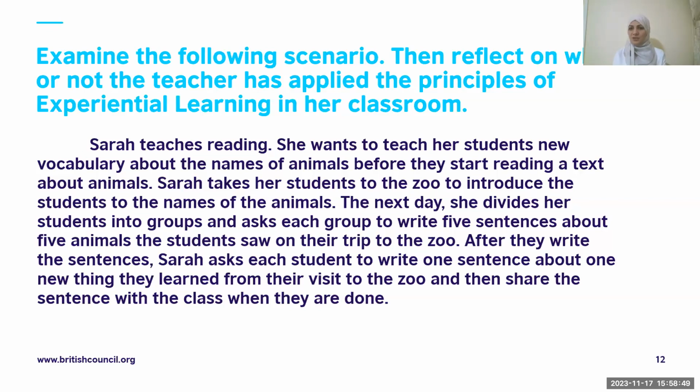What is Sarah trying to do here? How does this apply? Excellent. Thank you very much. They can now see and feel, very, very interesting discussion going on in the chat. They can now see and feel and have a connection to animals, so it's more accessible to them.